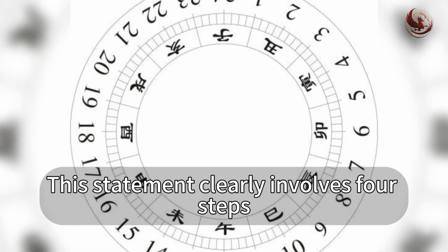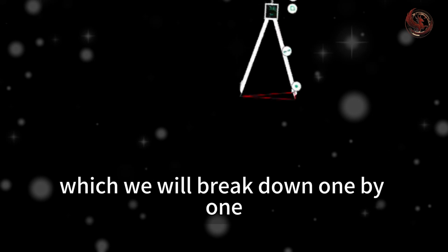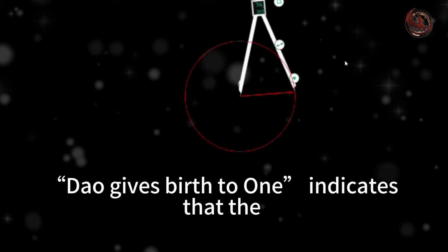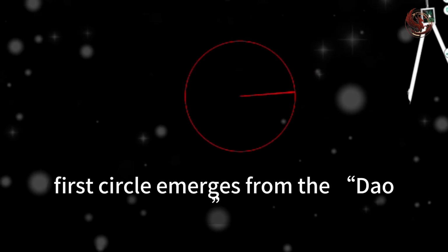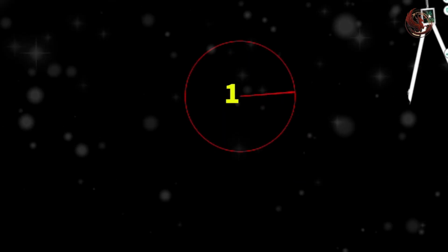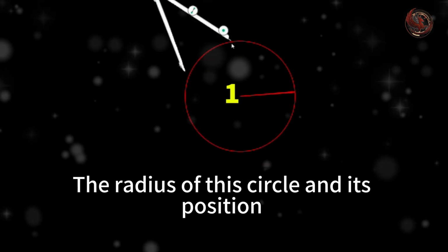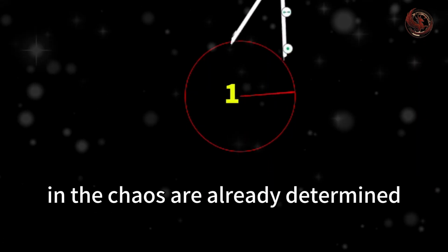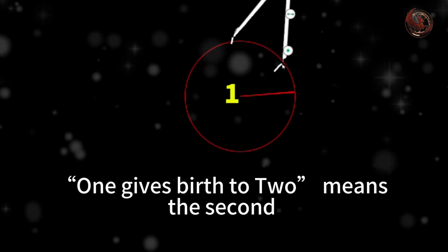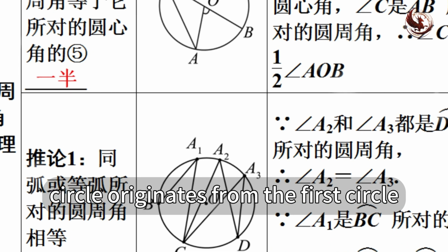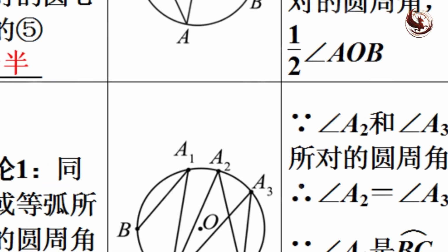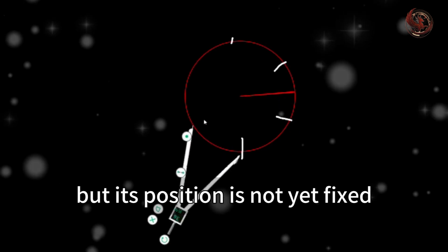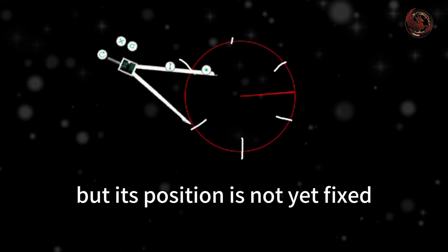This statement clearly involves 4 steps, which we will break down one by one. First, Tao gives birth to one indicates that the first circle emerges from the Tao within the chaos. The radius of this circle and its position in the chaos are already determined. Second, one gives birth to two means the second circle originates from the first circle. Its radius is the same as the first circle, but its position is not yet fixed.